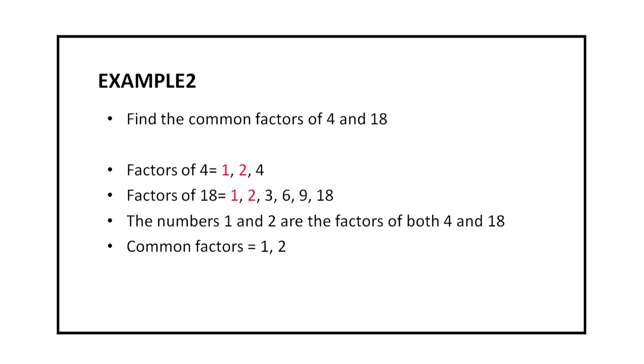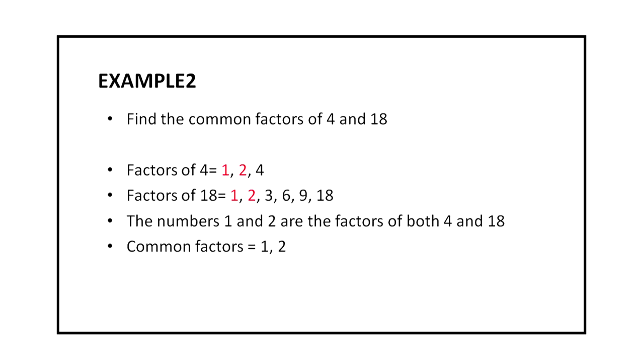Example 2. Find the common factors of 4 and 18. As done before, write down the factors of each number. Step number 2, determine the common factors of both the numbers, and that will be the common factors of 4 and 18. The factors of 4 are determined as 1, 2 and 4. Factors of 18 are 1, 2, 3, 6, 9 and 18.